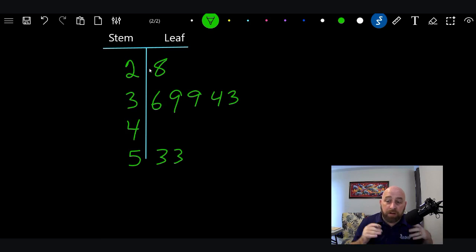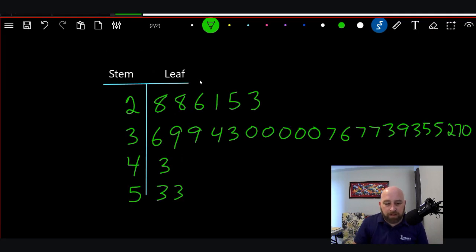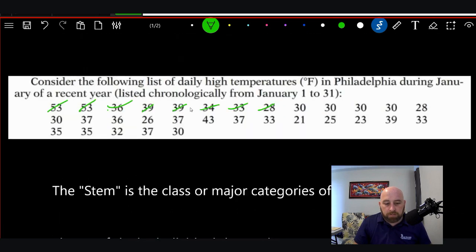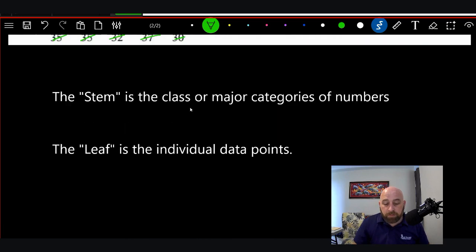I'm going to go ahead and pause the video, and I'm going to fill it in, and then I'll be back in just a second with it filled in. All right, so I've got my stem and leaf all filled in now. So I'll go back here and cross all these data points off, because I got to all of these data points and entered them all into my stem and leaf.